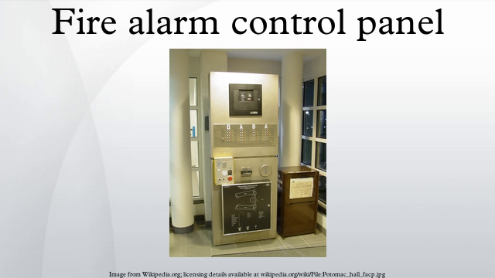There are four basic types of panels: coded panels, conventional panels, addressable panels, and multiplex systems. Coded fire alarm control panels. Coded panels were the earliest type of central fire alarm control, and were made during the 1800s to the 1970s.